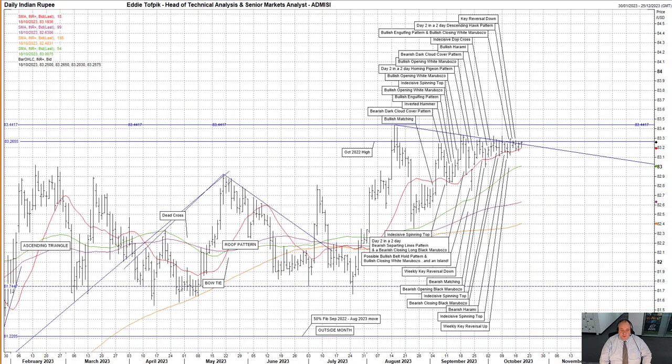US dollar against the Indian rupee. A bullish white soldier yesterday, countering Monday's key reversal down. Overall, the market is having a rough time digesting the October 2022 high at 83.27 and the breached, but so far unbroken, mid-August to date downtrend currently at 83.24.